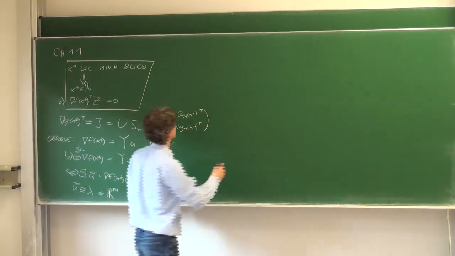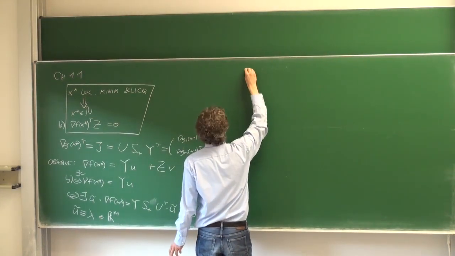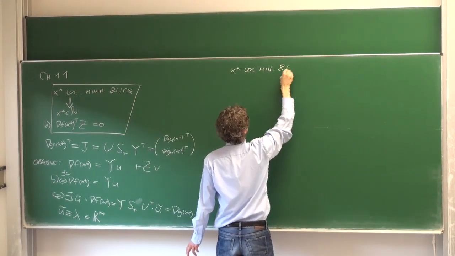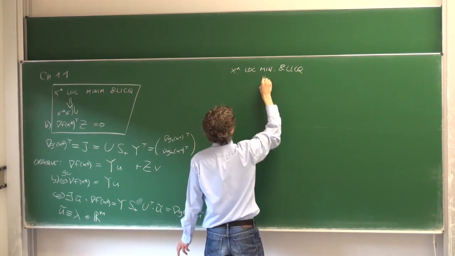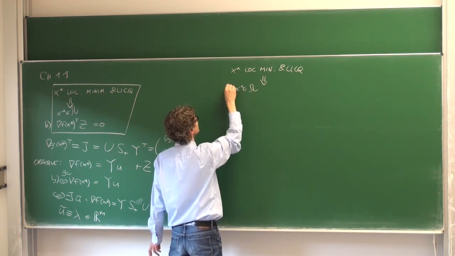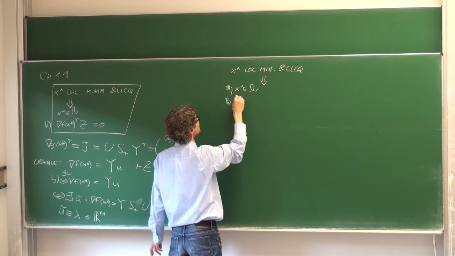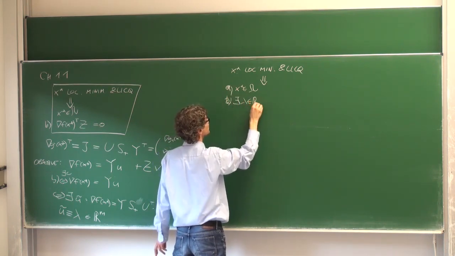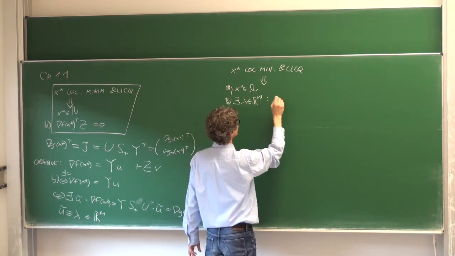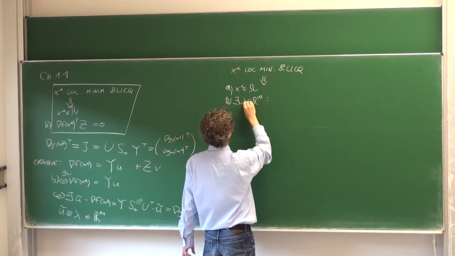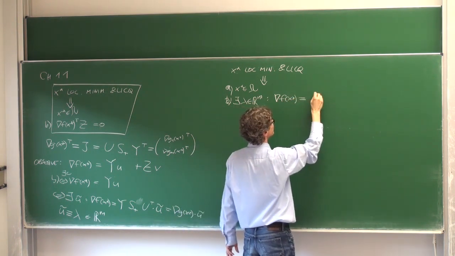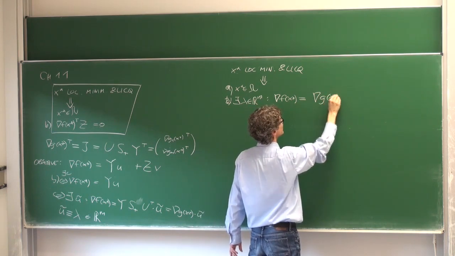So I can actually say directly: x star is a local minimizer, and LICQ holds at that point, implies that x star is feasible, so that's clear, but also it implies A and B. It will imply that there exists a lambda in Rm so that the gradient of f at x star is given by the gradient of g at x star times lambda.